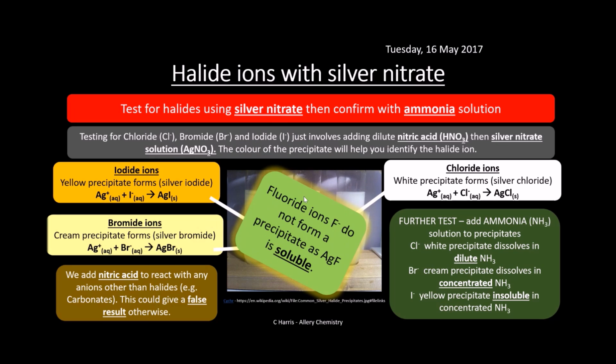Okay, now you might wonder where the fluoride is. Well, actually, fluoride ions, F-, don't even form a precipitate. Silver fluoride is really soluble, so we don't even need to add any ammonia. It just dissolves anyway, so it looks as though no reaction has happened. It has. There is a reaction. It's just that the product is soluble, so we don't see it.